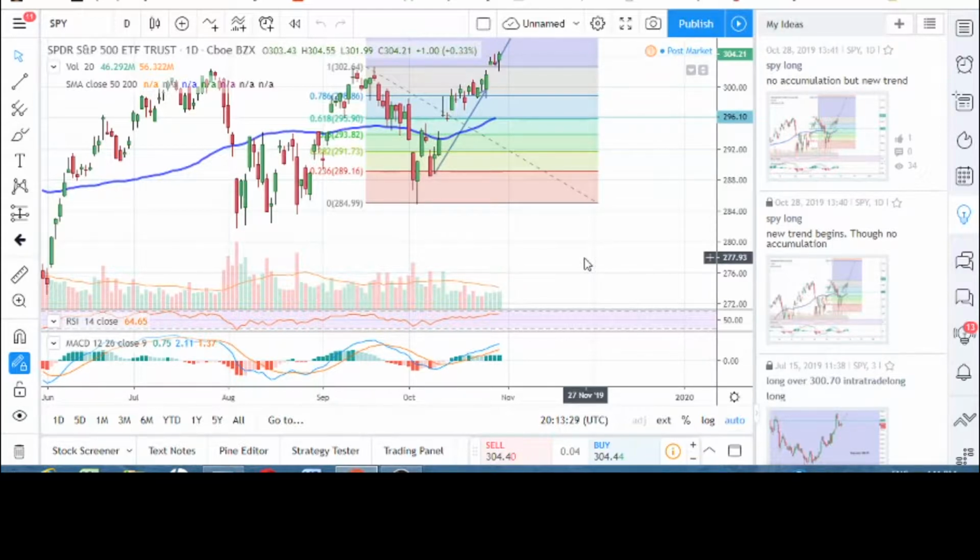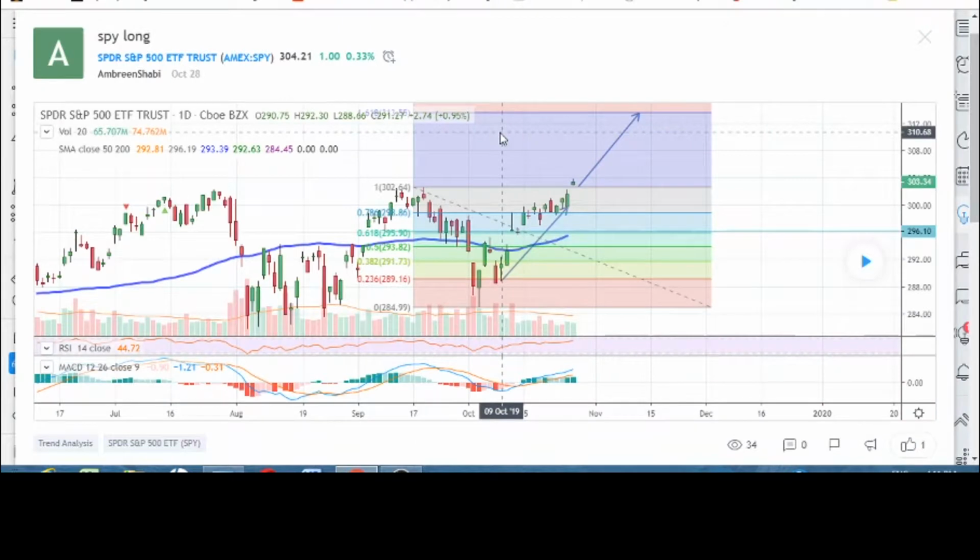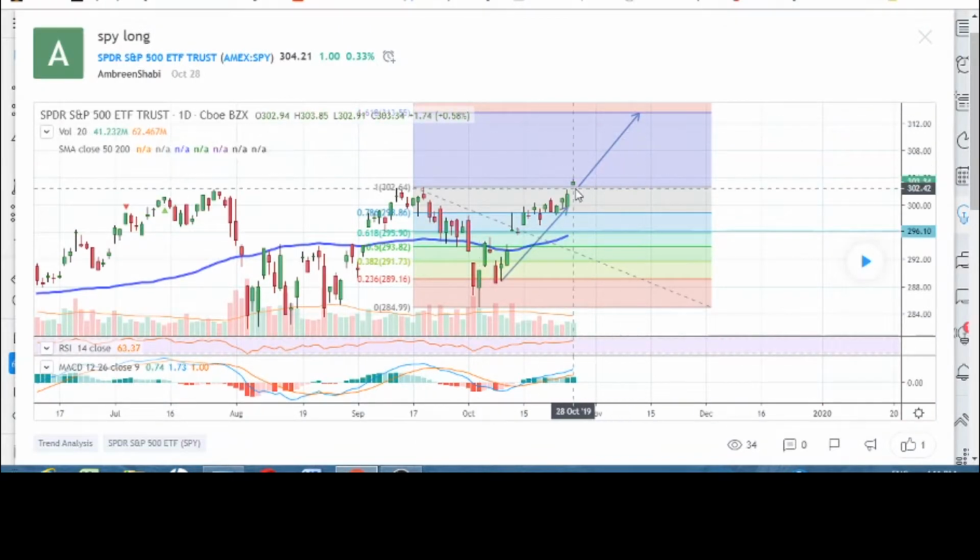For those that saw the idea that I posted, this is what I'm going to share here. This idea has already been posted by me, and I mentioned that the market is going to move up to the 313 level from this point, which was 302.64 onwards, and the market started moving this way.